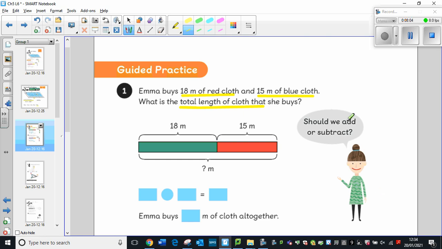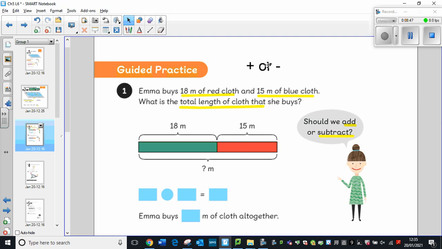So if we want to find the total length of 18 meters and 15 meters, are we going to add or are we going to subtract? What is it that we are going to do? So pause the video, see if you can figure out what we need to do, and then see if you can figure out the answer as well. When you're ready, you can come back and press play and we'll see if you were correct. So good luck with this question and come back when you are ready.